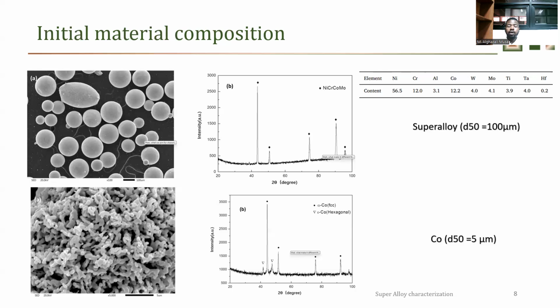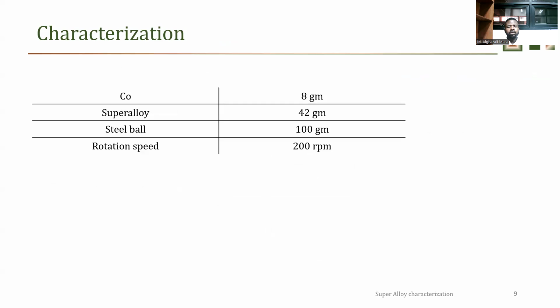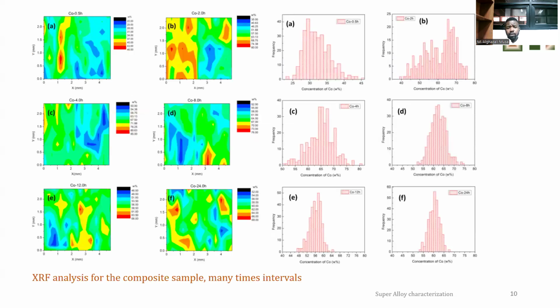So how about alpha cobalt and beta cobalt? Will they be integrated partially, totally, or how? This is what we want to characterize and know. About the cobalt here, as we are seeing, it has a filamentous morphology. For the test, the mechanical mixing through the mills, the authors in this paper used 8 grams of cobalt with 42 grams of superalloy to create a 50 gram sample, and they added around 100 grams of steel balls, and rotated the mill at 200 revolutions per minute. After that, they took samples at several intervals from 30 minutes until they reached 1 day completely, 24 hours.